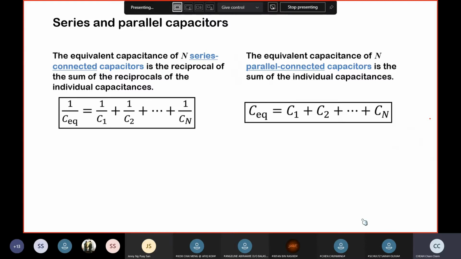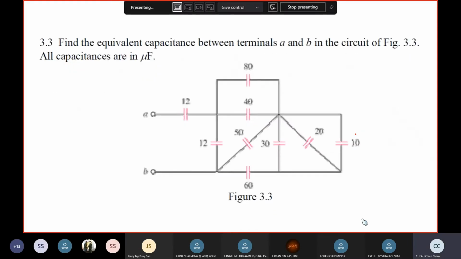Okay, with this, we can now proceed to question 3. Now here you can see that you have a circuit with many capacitors. You want to simplify it to one equivalent capacitance only. So it is terminal A, terminal B. I want to simplify it to one equivalent capacitance. So this is equivalent to this circuit with a certain equivalent capacitance.